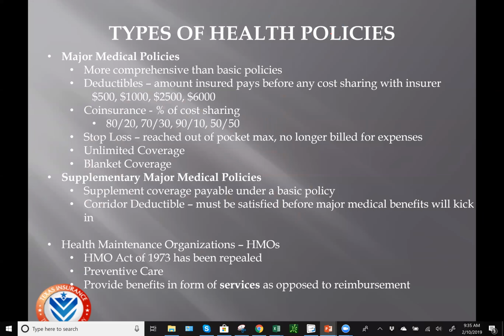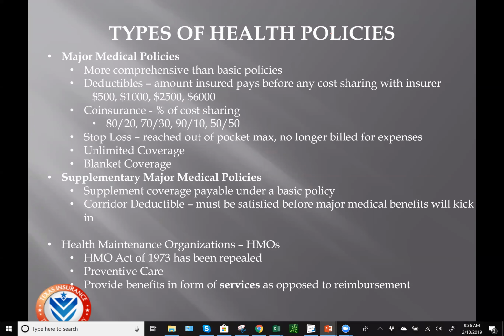So first, major medical, more comprehensive than basic policies. The deductible, the amount the insured pays before any cost sharing. Deductible will go anywhere from $500, $1,000, $2,500, or $6,000. Thank you, Affordable Care Act. Now, after you have met your deductible, then comes the coinsurance, which is the percentage of cost sharing. That's where you get your 80-20, 70-30, 90-10, and 50-50, for instance.